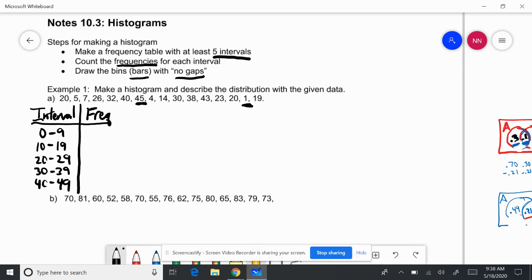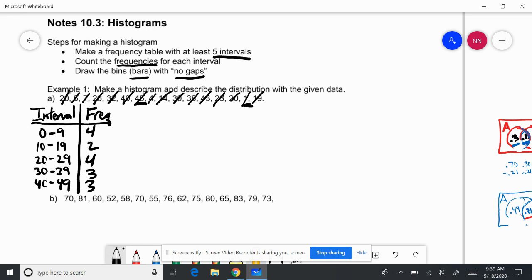So from 0 to 9, I'm going to count how many are in my interval. So I have 1, 2, 3, and 4. So for my frequency, I'm going to put 4. Now I'm going to look for my tens. So looking for my tens, I have 14 and I have 19. That would be 2. So my frequency would be 2. Now I'm going to look in the 20s. 1, 2, 3, and 4. So 4 is going to be my frequency. Now I'm going to look in the 30s. 1, 2, 3. And I'm going to look in the 40s. 1, 2, 3. So that right there would be my interval, or my frequency table.